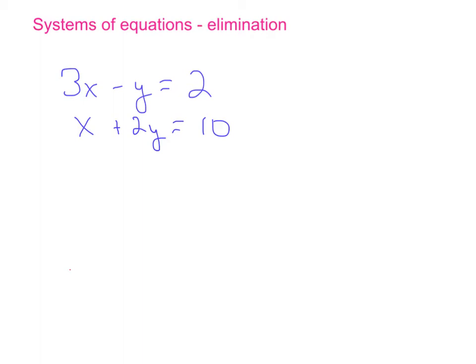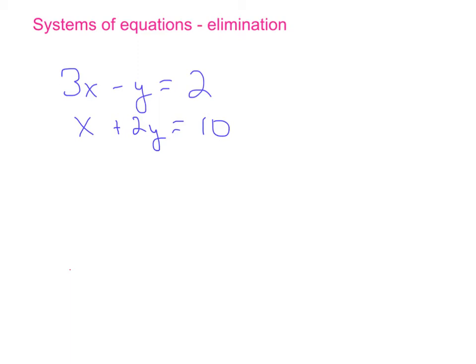So for example, if we look at this example, I could eliminate these two x's if I could somehow make this x a negative 3x, because 3x minus 3x is 0, so they would cancel. Or my other option would be to eliminate the y's. If I have a positive 2y down here and somehow I could make this a negative 2y, well, negative 2y plus 2y would in fact cancel. So I'm going to eliminate the x's first and show you what that looks like.